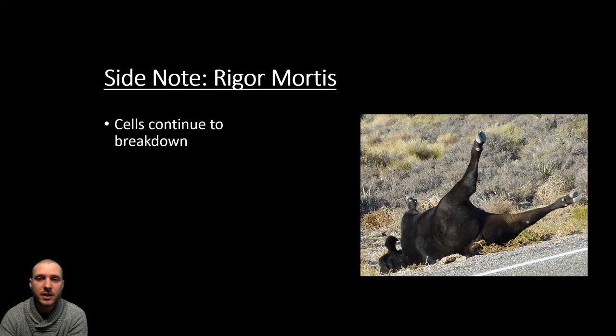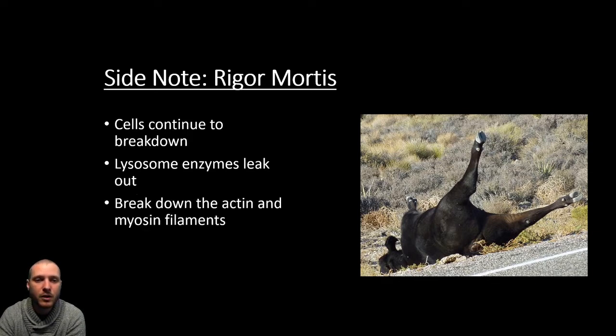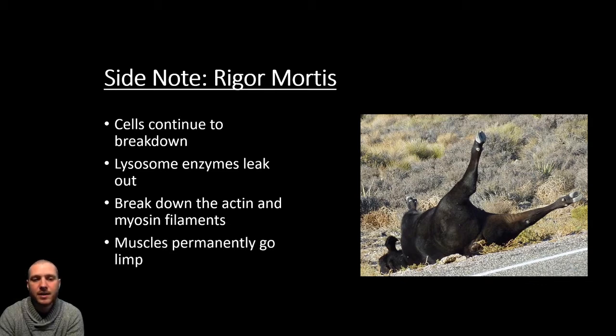But eventually the cells are going to continue to break down and decompose because of just general breakdown after death. The lysosomes are going to leak out of the cells, and those lysosomes are acidic. They're the garbage disposal cells, and they're going to start to break down the proteins even more. Eventually, they're going to break down the actin and myosin filaments, and this makes the muscles permanently go limp.